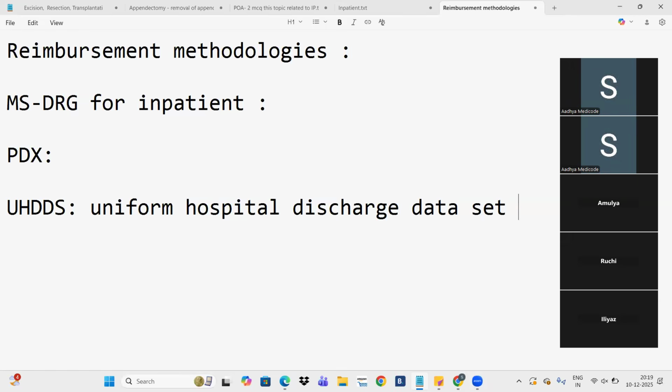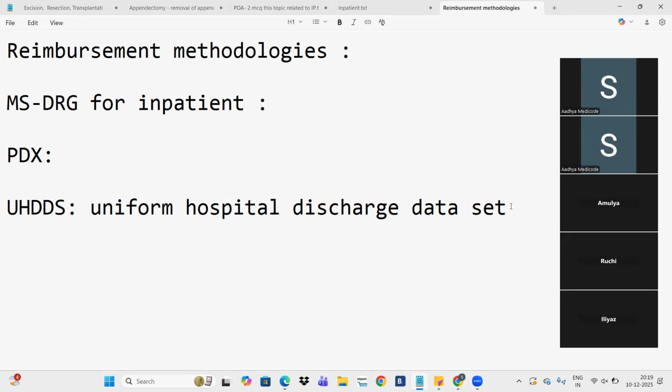Uniform Hospital Discharge Data Set, UHDDS. Based on the UHDDS, certain guidelines are provided to select the principal diagnosis. We have multiple concepts to select the principal diagnosis based on the UHDDS guidelines. The UHDDS gives guidelines on how to select the principal diagnosis, secondary diagnosis, primary procedure and secondary procedure, and how we need to arrange the sequence. It provided some basic guidelines for us, and based on that, we need to select the principal diagnosis.